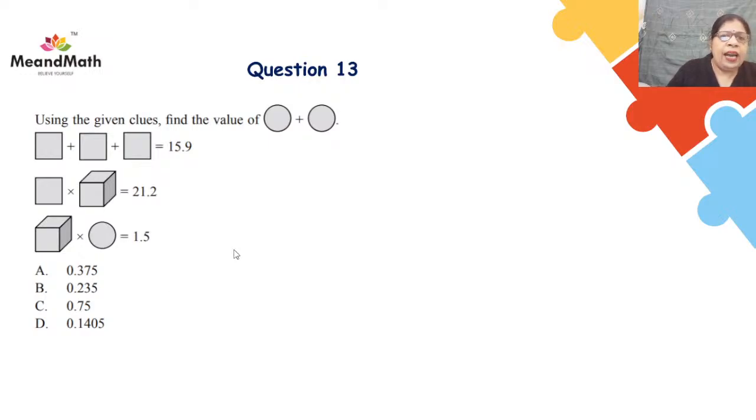Use the given clues to find out the value of the circles. You have squares given and the value of the squares is also given over here. But basically we have to find the value of these two circles. 3 squares is equal to 15.9. So very easily we can find the value of one square. We divide 15.9 by 3, and we get 5.3. So the value of 1 square is 5.3.